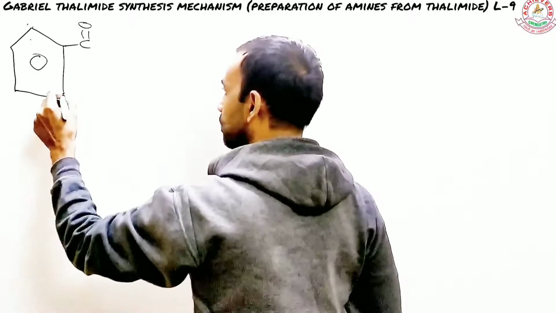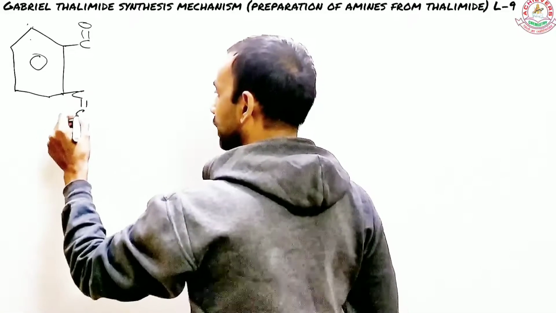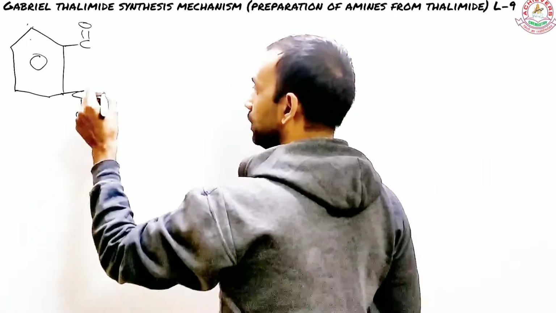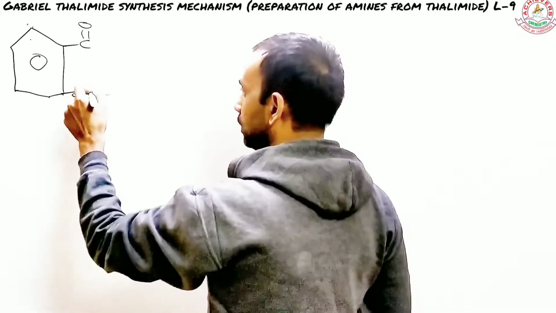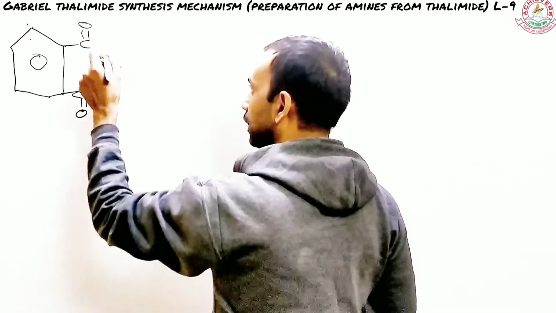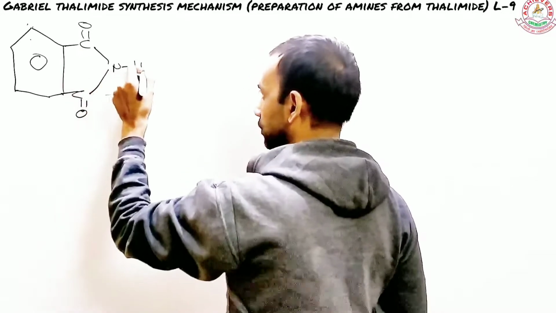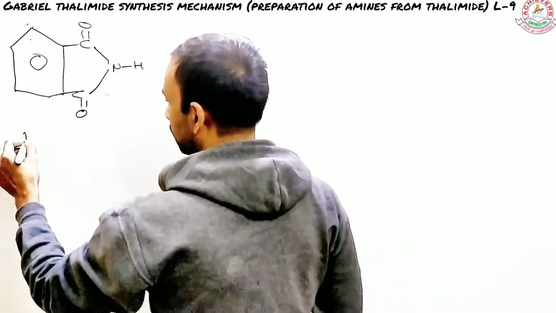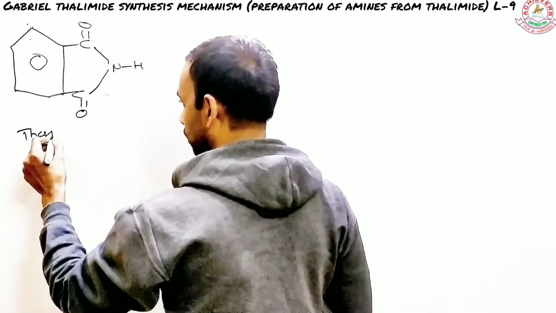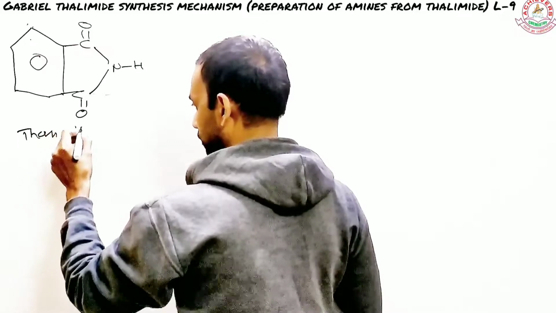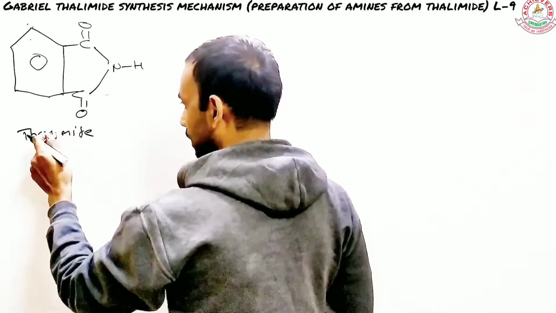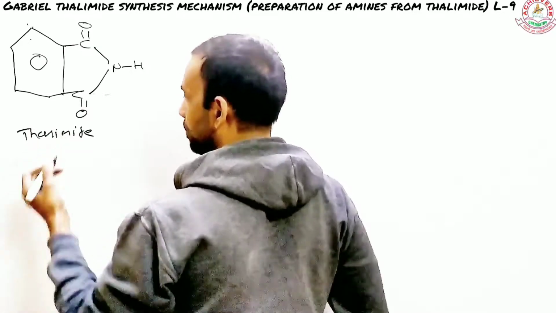So this is two carbonyl groups bonded to benzene with nitrogen in between and a hydrogen. So this is what is called phthalimide. This is what is called phthalimide, right? So it's called phthalimide, not thalamide.